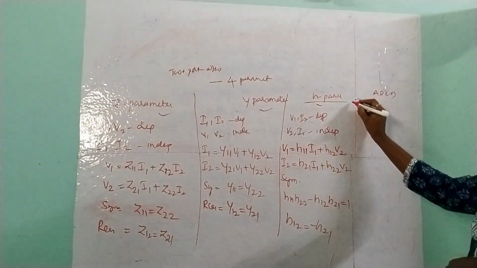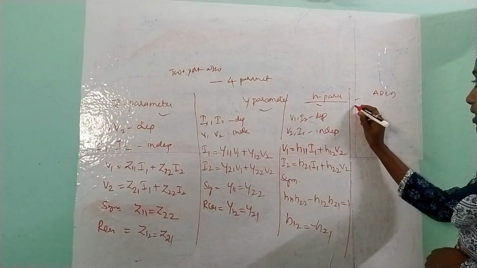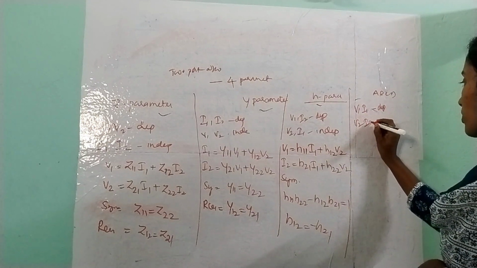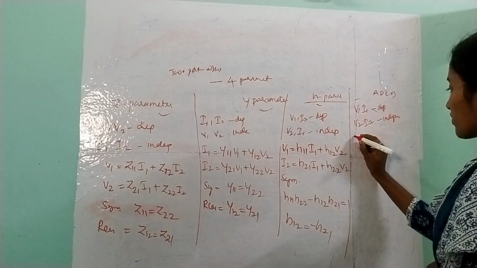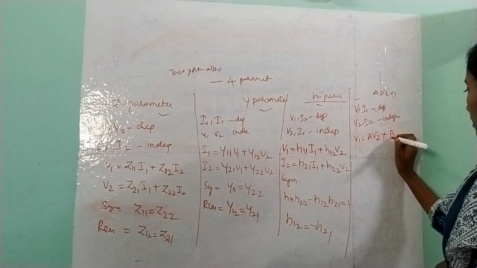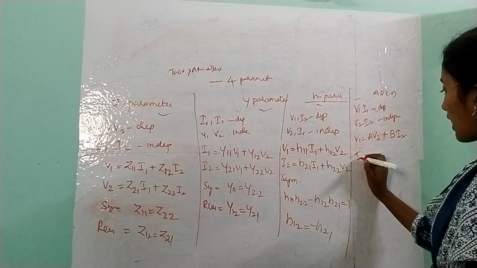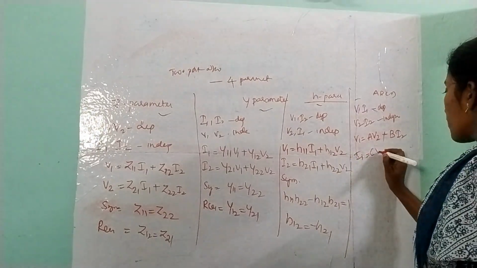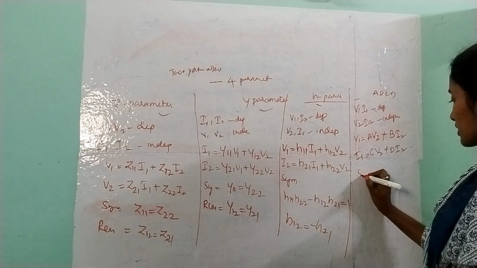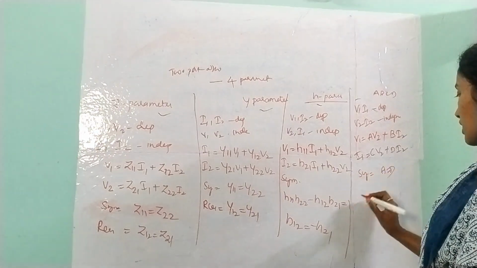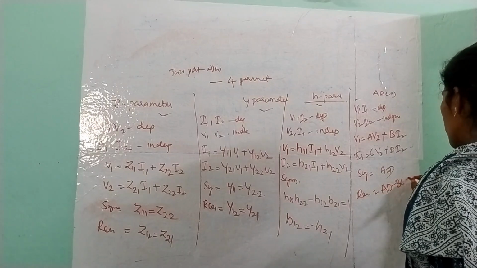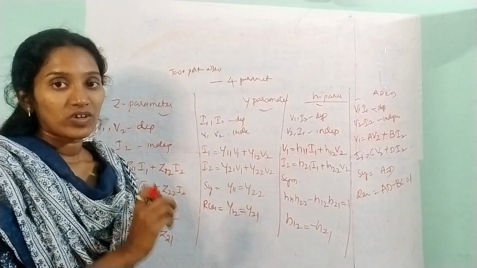And coming to ABCD parameters, these are the most important parameters. Okay, so V1 and I1 are the dependent parameters, V2 and I2 are the independent parameters. V1 is equal to A V2 plus B I2, and I1 is equal to C V2 plus D I2. Okay, so here what is the symmetric condition? A is equal to D. What is the reciprocal condition? Reciprocal condition means AD minus BC is equal to 1. Okay, here, those are very important.